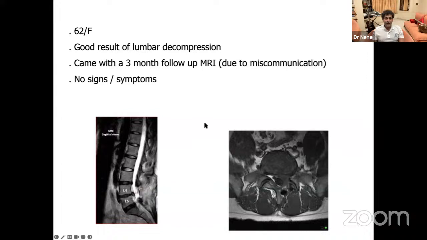So can anyone comment on this? This is a lady who has absolutely no symptoms after a lumbar decompression, but she thought she has to do an MRI every 3 months. So at 3 months, she came with an MRI and this is what it showed. How do you interpret this as the treating doctor?